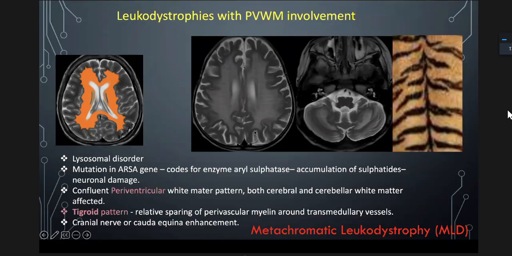Mainly, it starts with involvement of the cerebral hemisphere and then progresses to involve the cerebellar white matter. And typically, this will have this tigroid pattern. Why there is tigroid pattern? Because there is sparing of the perivascular myelin around the transmedullary veins. And again, in this leukodystrophy, we have cranial nerve or cauda equina enhancement, like we saw in Krabbe's disease.